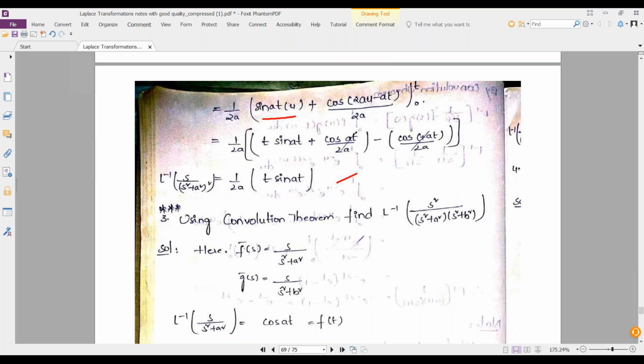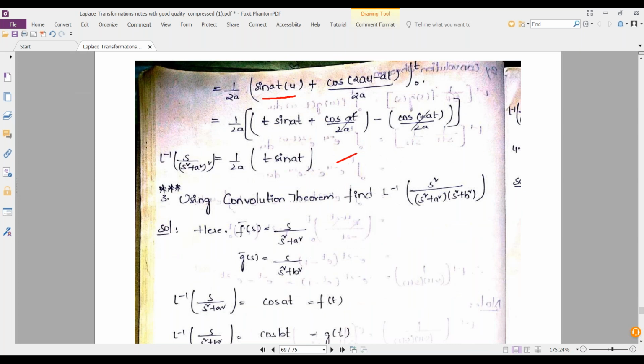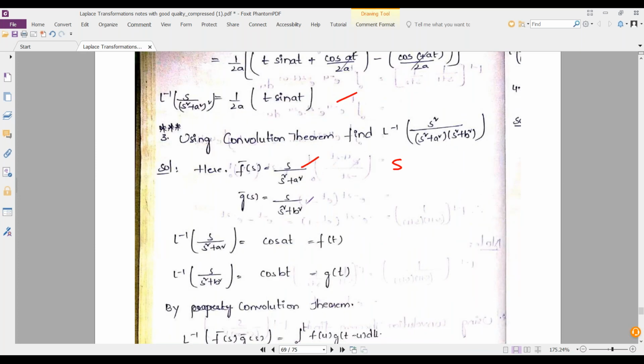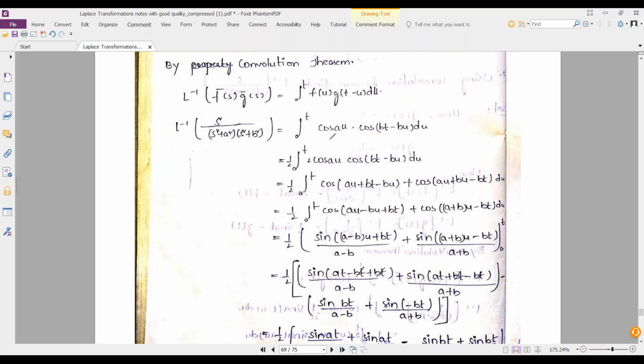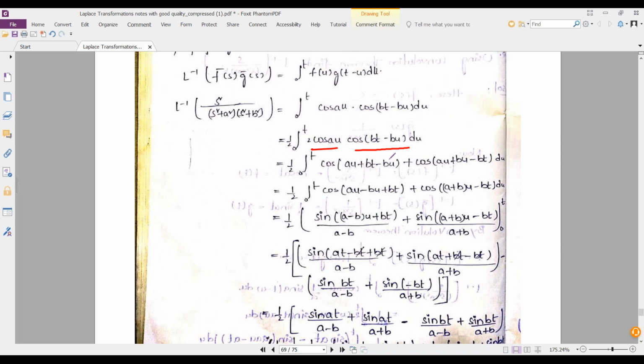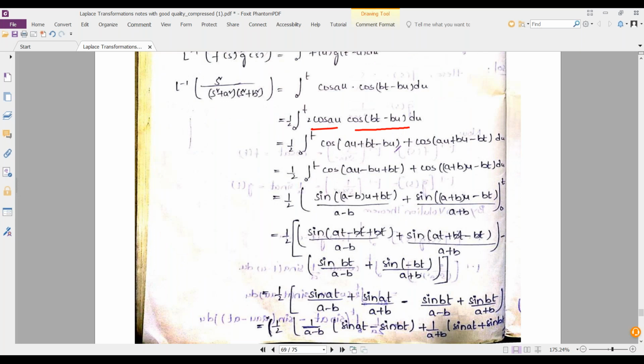Again here, s square means it can be written as s by s square plus a square, s by s square plus b square. So cos at cos bt, same logic I can go with convolution here: cos au cos b into (t minus u), or cos bt minus cos bu, cos b(t minus u). Similarly, s square by (s square plus 4) whole square, same.